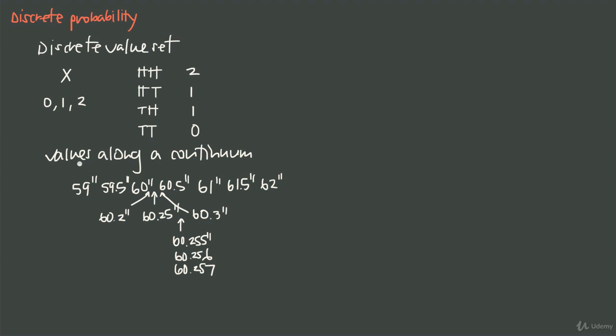Now, if I want to create a probability distribution for a discrete random variable, all I need to do is identify the values that the discrete random variable can take on. So like in this case, it can take on 0, 1, and 2. And then I need to find the probability that it will actually take on each of those values. So what is the probability that the value of the discrete random variable x is 0? What's the probability that it's 1? What's the probability that it's 2?